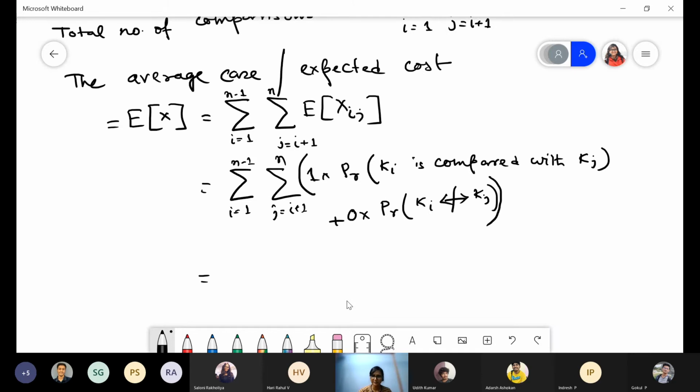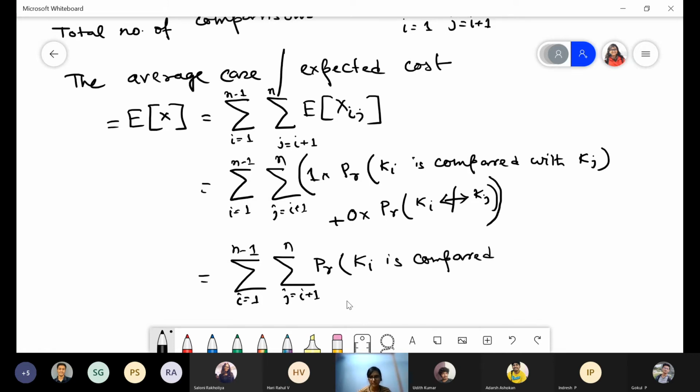So this is 0, so we can skip this part. We can consider only this part. So i equals 1 to n minus 1, j equals i plus 1 to n, 1 times the probability of this value, that is the probability that ki is compared with kj. Now you tell me what is this probability.